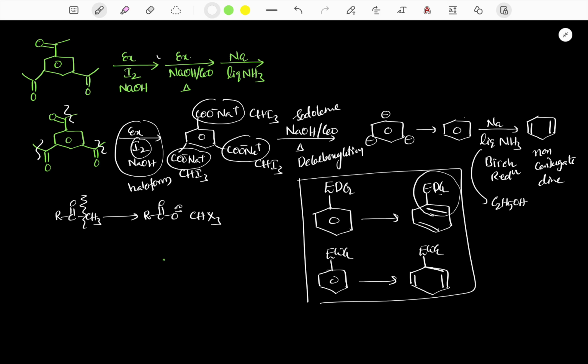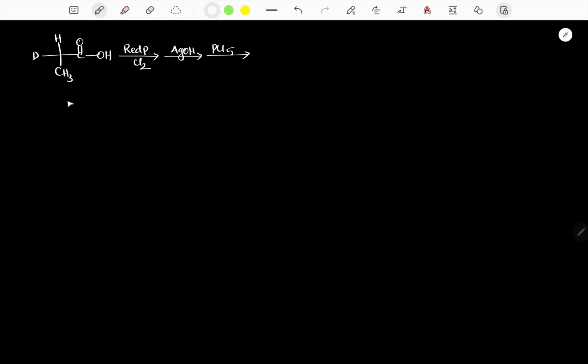The first reaction is iodoform, the second reaction is soda lime decarboxylation, and the third reaction is Birch reduction. Carboxylic acid treated with red phosphorus and Cl2. So for example, acetic acid when treated with red phosphorus and Cl2. So this is a HVZ reaction.